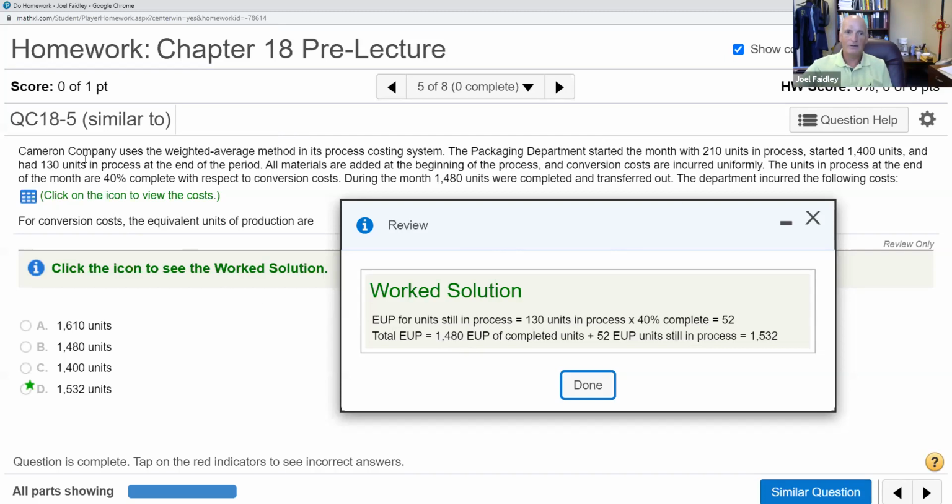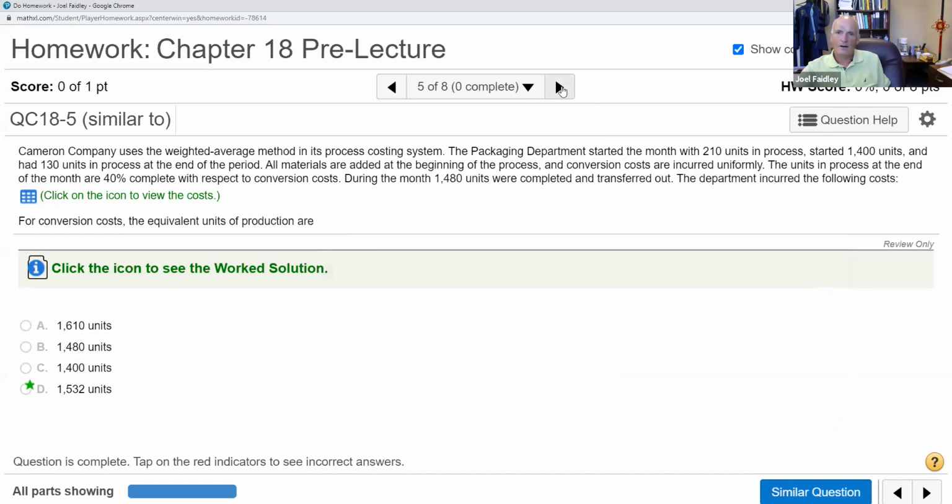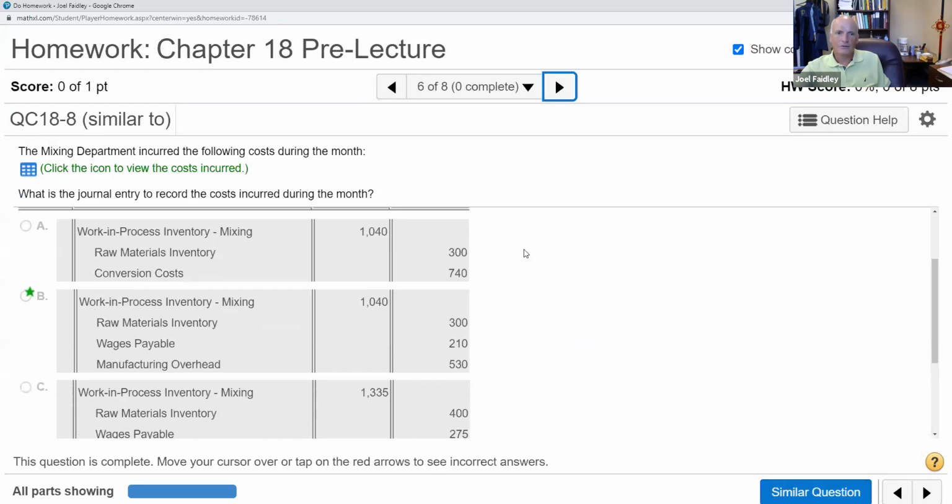But of that 130 units in process at the end of the period, they're 40% complete. So 40% of 130 is 52. So even though I've got 130 units sitting out there, if I visually walk through the plant and saw 130 units, from a costing standpoint, I really only have 52. So I add that 52 to the 1,480, so 1,532 are my equivalent units of production. You may have to think about that for a few minutes to understand it, but read the text and the PowerPoint if you're struggling on that. All right, then number 6, got a journal entry here.